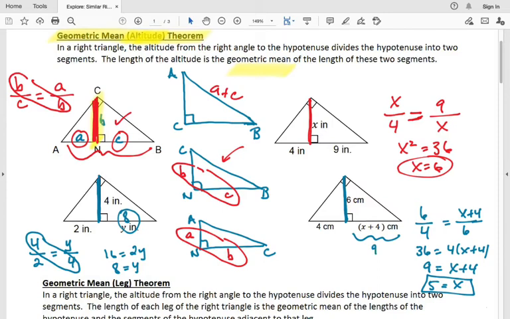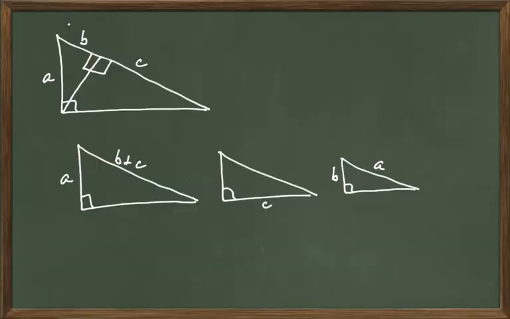All right, let's see another version of this. Okay, now we're going to do another example where this time we're using one of the other two legs on that main right triangle. A while ago we used this leg right here, the altitude. So we're not going to use that this time. We're going to use this leg. And we're going to see how it relates to the parts of the hypotenuse for the main right triangle.